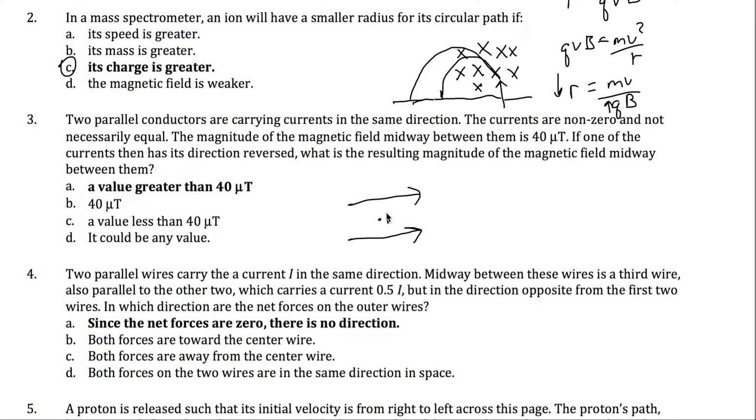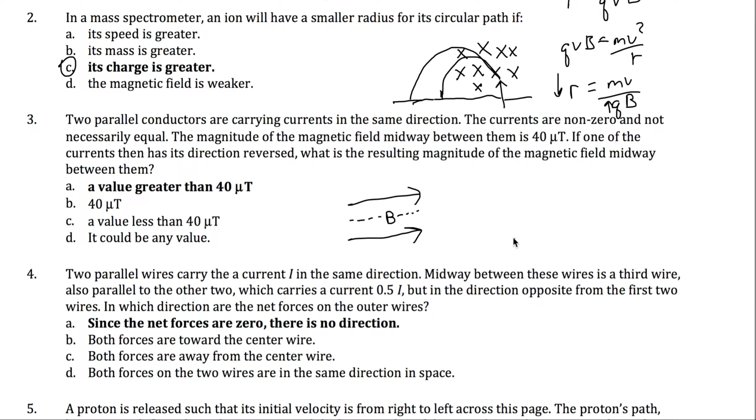We don't know which way it is, but it's either into or out of the page. But we have a number, so I'm not going to do a dot because that might make you think that the field is coming out of the page. So the field right here, somewhere midway between them, is this value. If one of the currents then has a direction reversed, what's the resulting field between them?